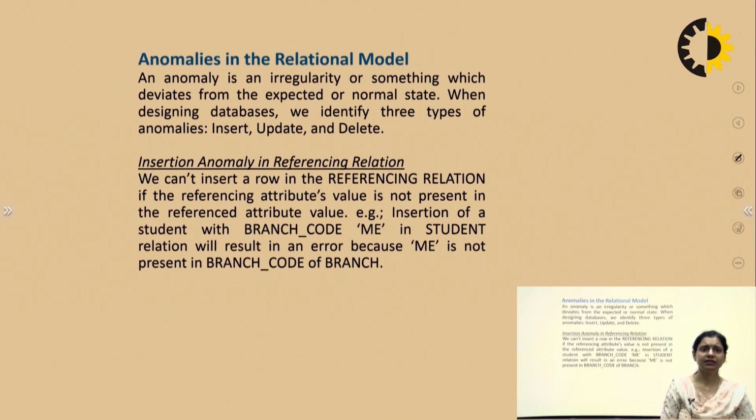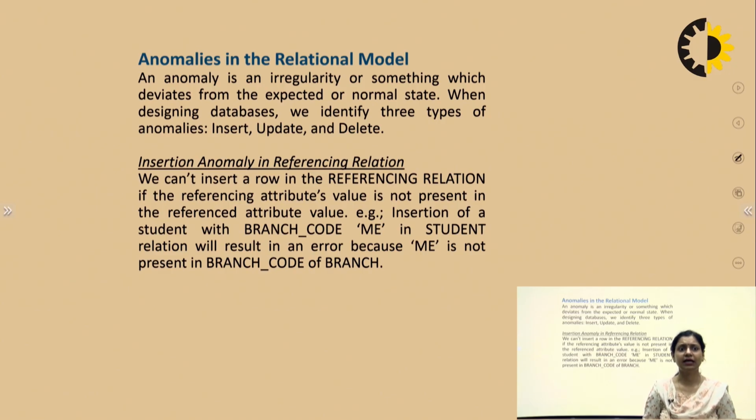Now we'll discuss some of the anomalies, some of the irregularities or something unusual that normally does not allow us to get the expected result. So the first anomaly that we have is the insertion anomaly in the referencing relation. Insertion anomaly in the referencing relation means that suppose we have 2 tables.